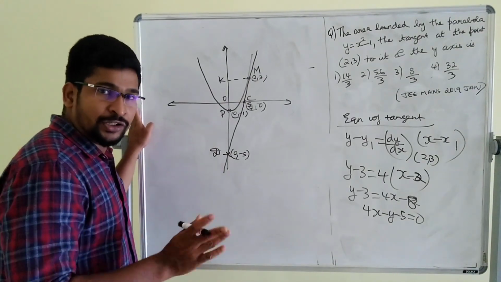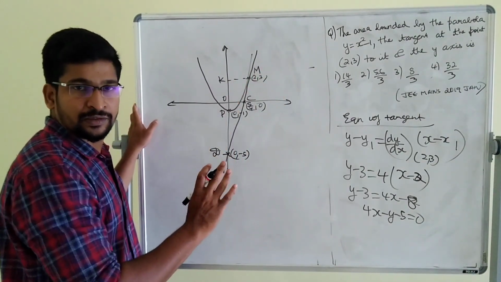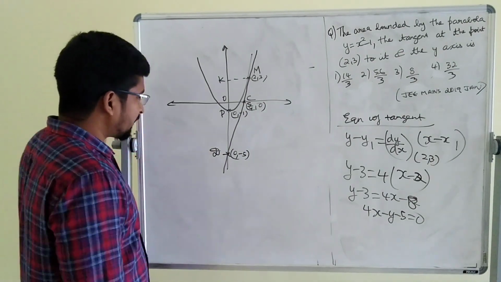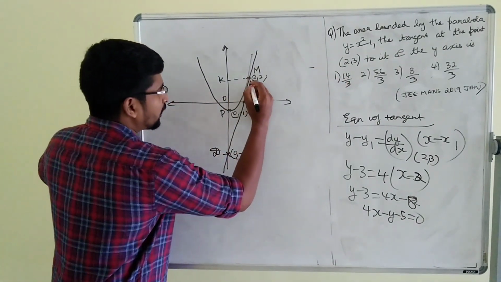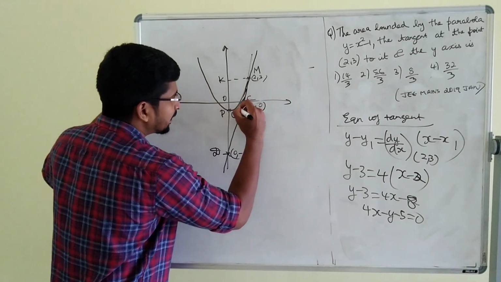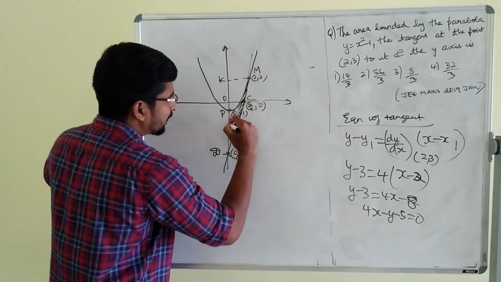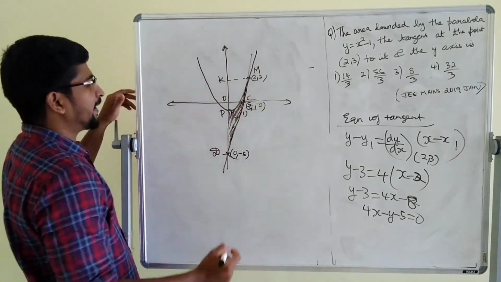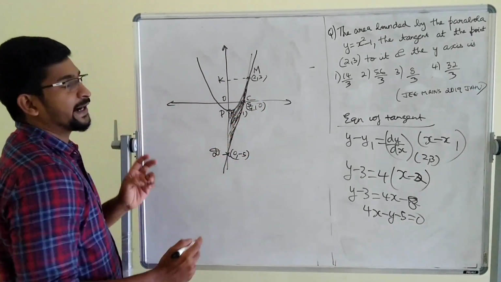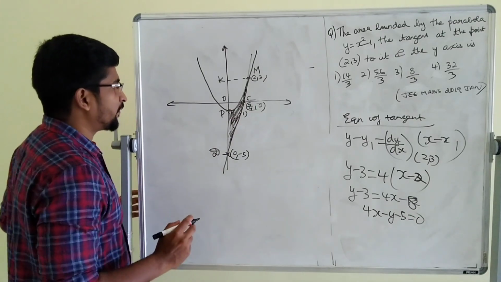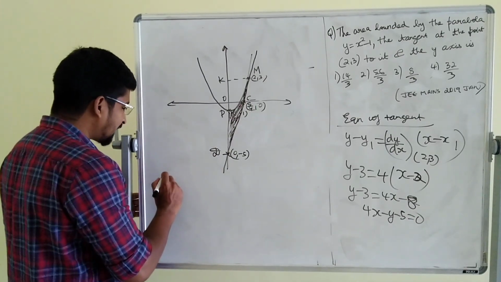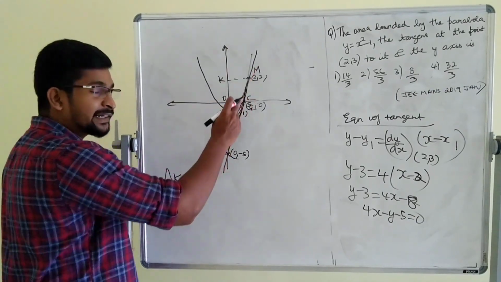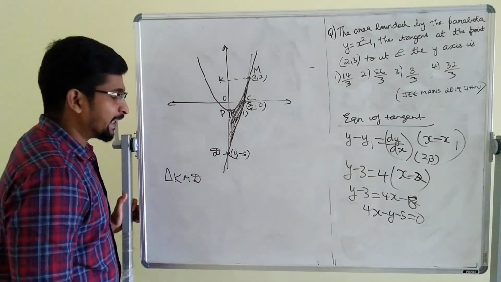Now we are trying to do it using the elimination method. That means from the options we are trying to figure out the answer. So for finding the area under this curve, what is the required area? The area between the curve, the tangent and the y-axis. So this shaded portion is the required area. Now how do you find the area of the shaded portion? Let's find the area of triangle KMD. Surely the required area is going to be lesser than the area of KMD.